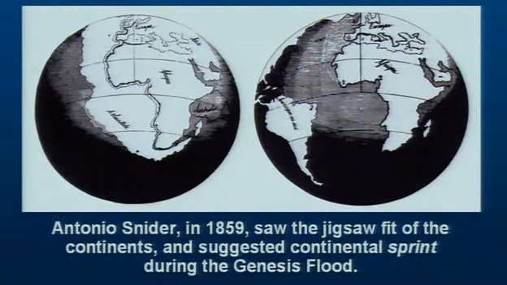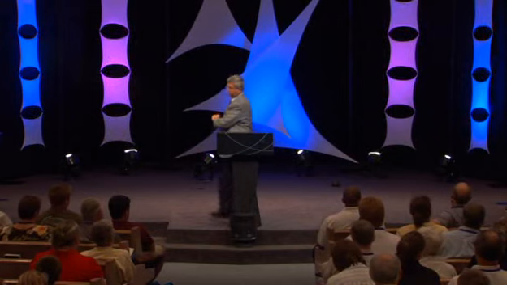Well, as I said before, it was actually an American Christian geologist, Antonio Snider, who first saw the jigsaw puzzle fit between North and South America and Africa and Europe. Trouble was, it was 1859 and it wasn't a very good year to publish another theory. He couldn't find an English publisher, so it was published in French, in Paris. He saw that jigsaw puzzle fit, and he realised that the continents may have originally been joined together and spread apart rapidly during the flood. Not continental drift, but continental sprint.